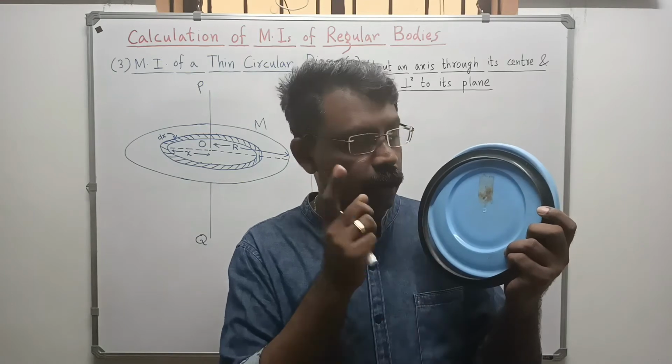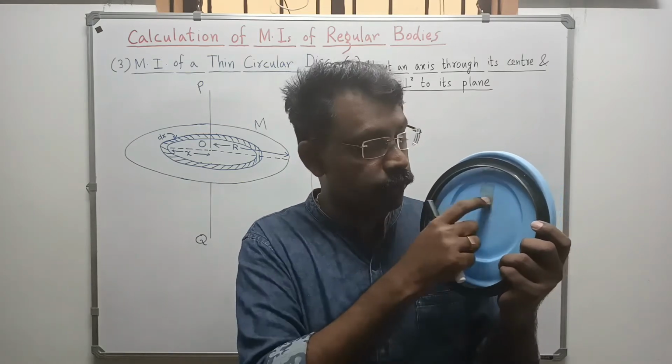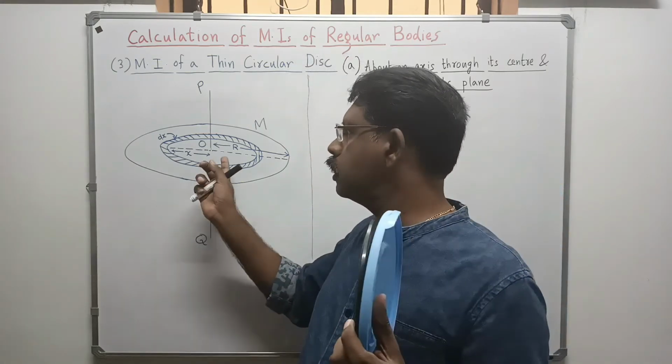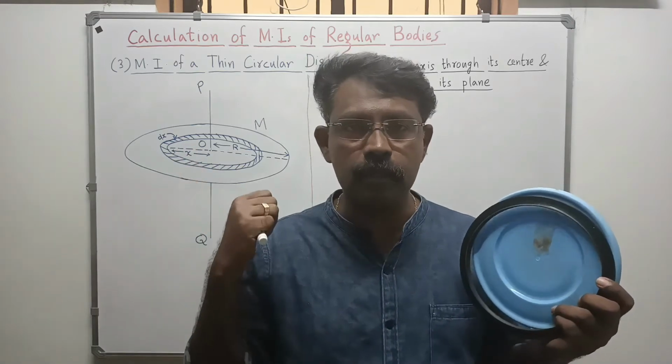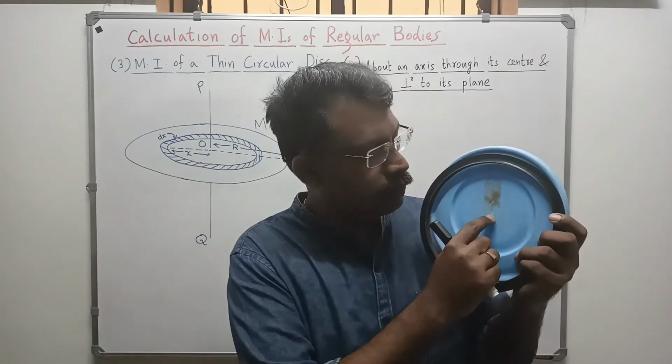So after finding the moment of inertia of a particular ring, for example this ring, I can say that such rings exist from this point to this point.